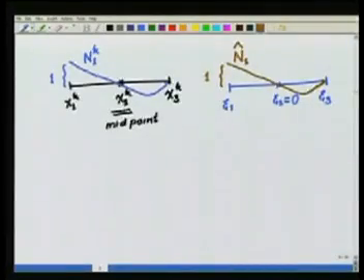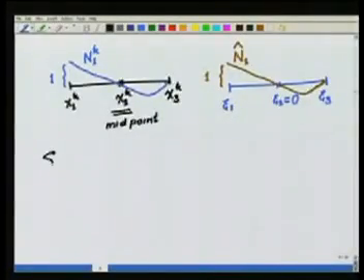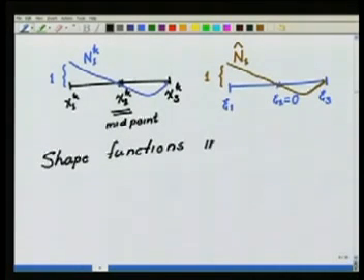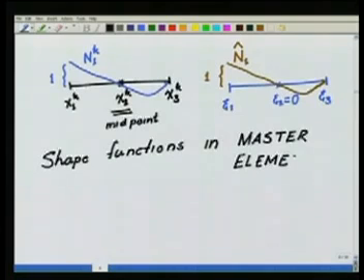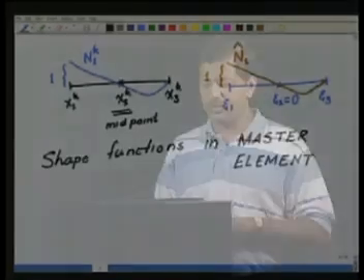So now, since this n1 hat is a polynomial of the same order as n1k and so on, can we define these shape functions in the master element? So shape functions defined in the master element. So first let's look at the linears. How do we define the linears?